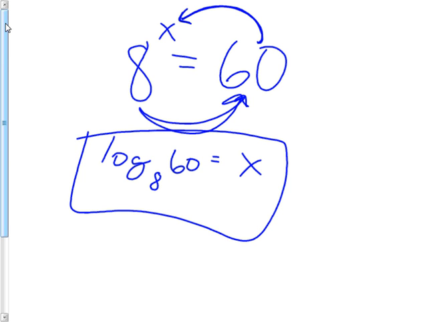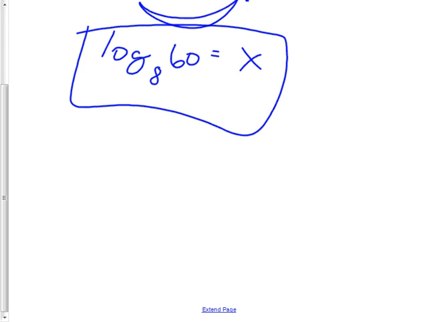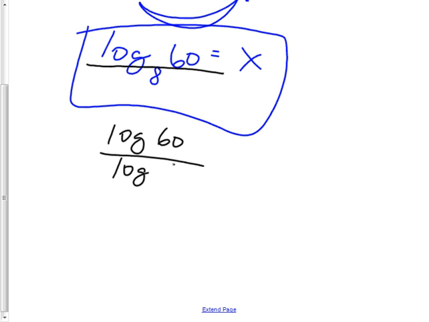All right, so if you're like most of us, you've got this operating system where you have to actually change this. It's called a change of base. You'll learn more about it later, but you have to type in log of 60 over log of 8. And if you type in log of 60 divided by log of 8 equals, it'll give you that number, 1 point something. 1.98? 1.96? 1.97 if you round? Okay.